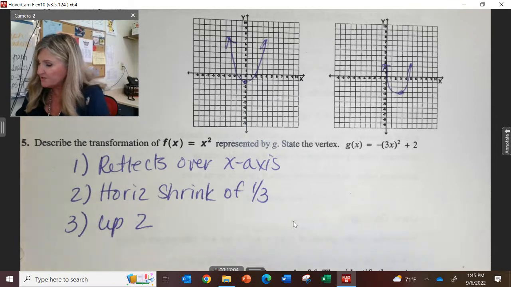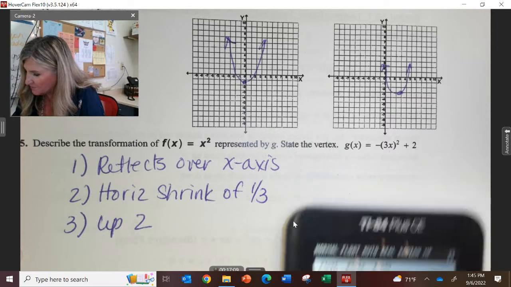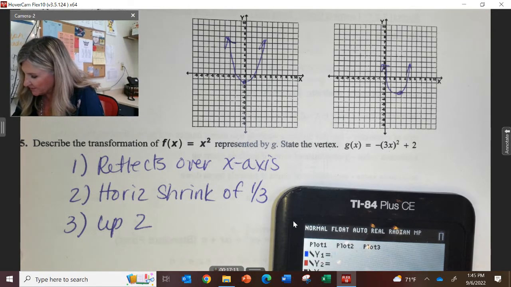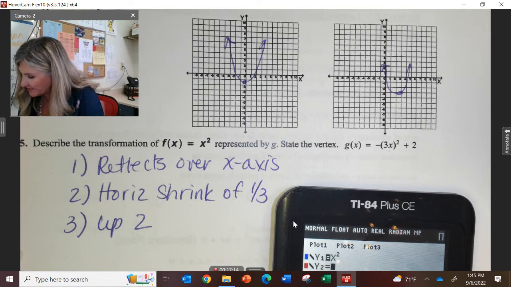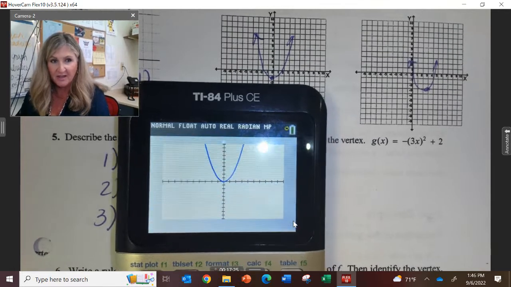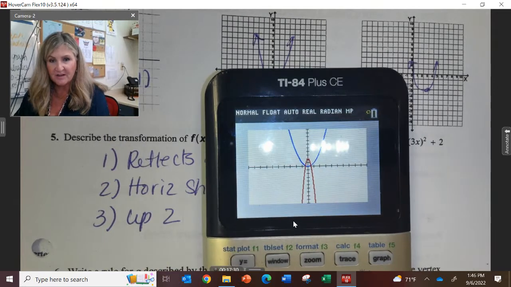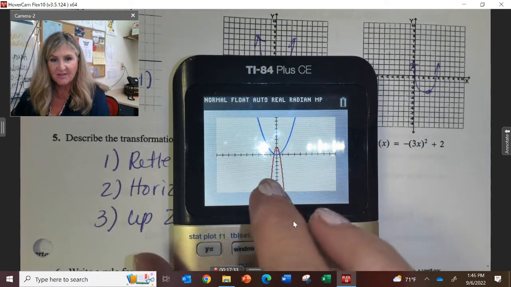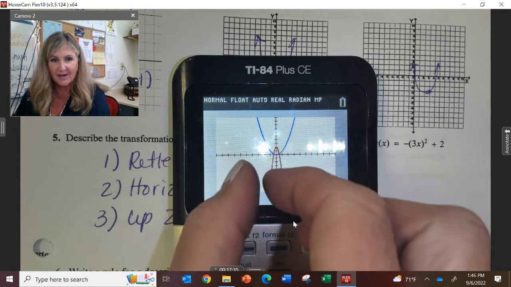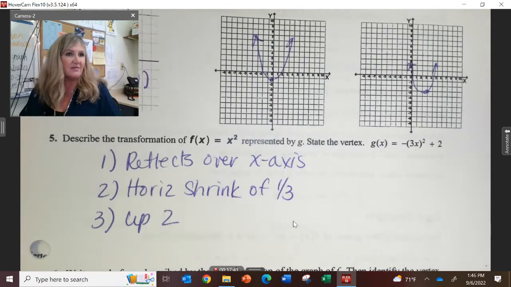And if we wanted to, I could check this. Just showing you real quick how, if you're taking the test and you feel like you're not confident, or even if you're just doing homework and you're not sure if you did it right, you can go ahead and graph this. Use your graphing calculator. I'm telling you, the more you practice with it, the better off you're going to be. Here's the original. Here's the new one. And we should see that all those things happen. First, it got reflected over the x-axis. We had that horizontal shrink of 1/3, and then it's up 2. See how we can see that we did all that correct.